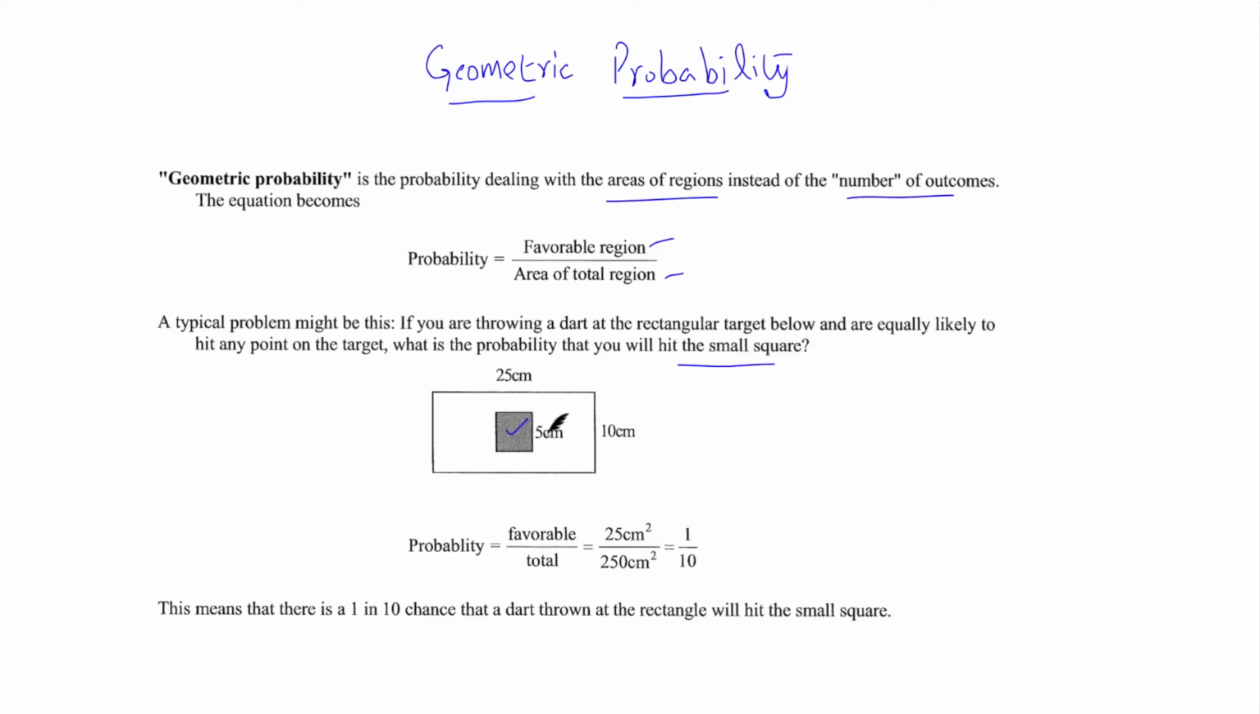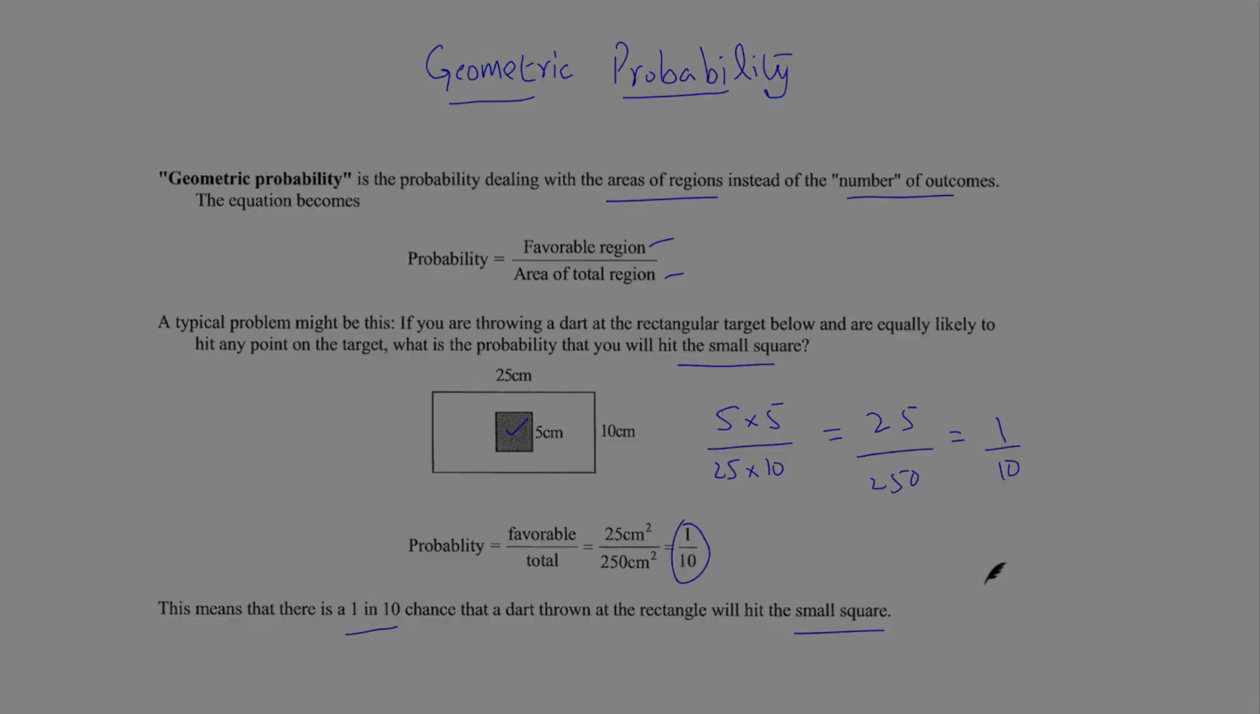So the favorable region will be 5 into 5, which is our smaller square, over the area of this total rectangle. That is 25 into 10 because it's a rectangle. So we are looking at 25 over 250, which is 1 over 10. So this means that there is a 1 in 10 chance that a dot thrown at the rectangle will hit the small square. Now let's have a look at a couple of questions.